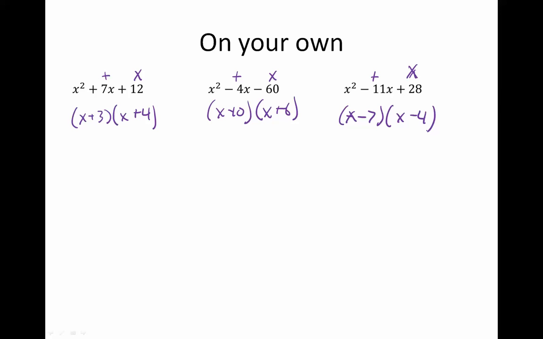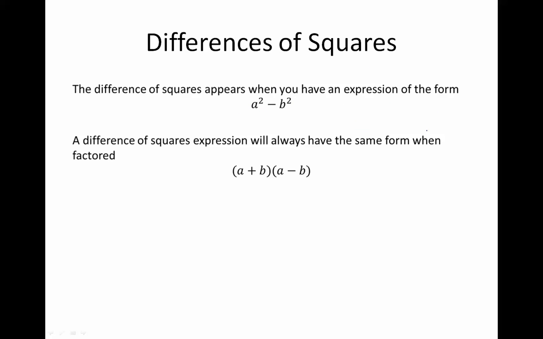Okay, if you still have questions, make sure you address them. But let's go ahead and move on to our next examples, which are a special form of factoring called difference of squares. Now, the difference of squares appears when you have an expression of this form. Notice the squared here. What we're looking for are square numbers.